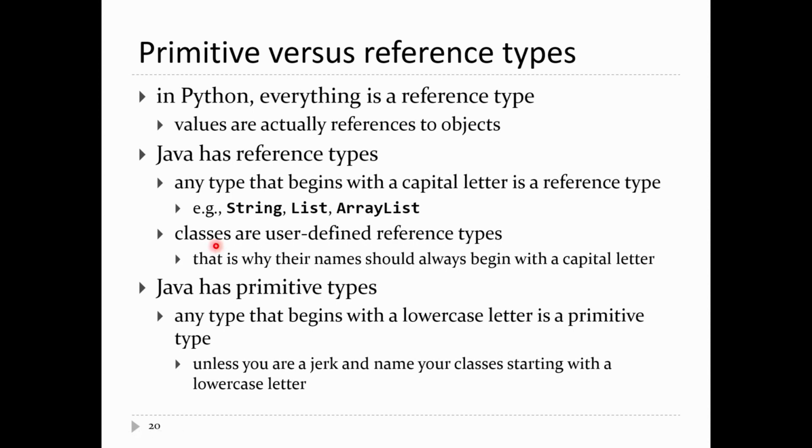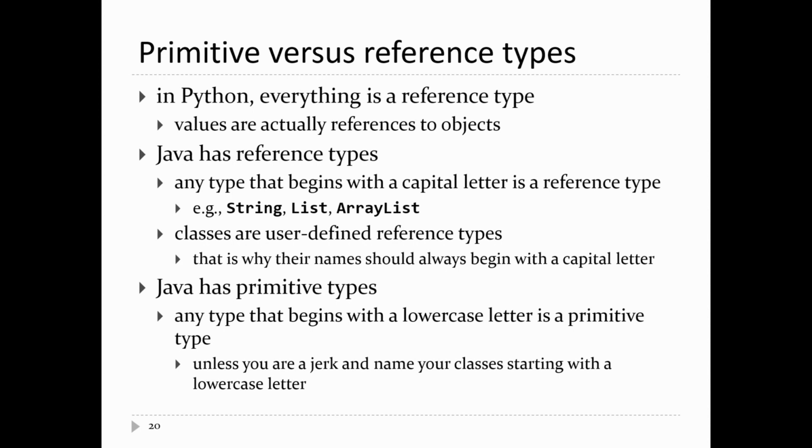Now we made a class called HelloWorld. Whenever you create a class, you create a new reference type. This is Java's mechanism of making user-defined types. That's why when you name your classes, they should always begin with a capital letter, because all classes are of reference type. That is the way Java works.